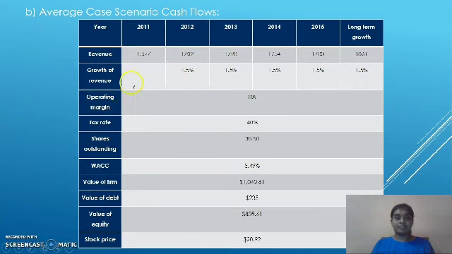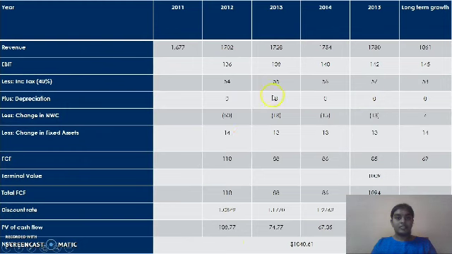For this case, growth of revenue is constant at 1.5%. Operating margin is 8%. Tax rate is 40%. Shares outstanding is 38.50. WACC is 8.49%. Value of firm or NPV is equivalent to $1,040.61. Value of debt is 235. Value of equity is $805.61. Stock price is $20.92. This is the free cash flow of the average case scenario.